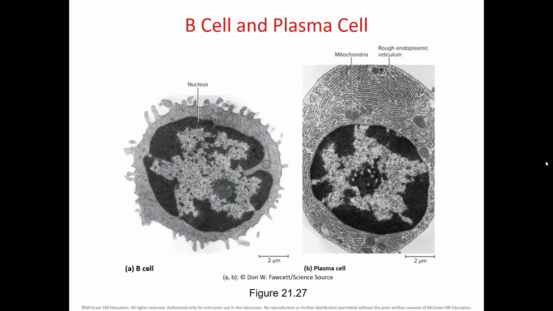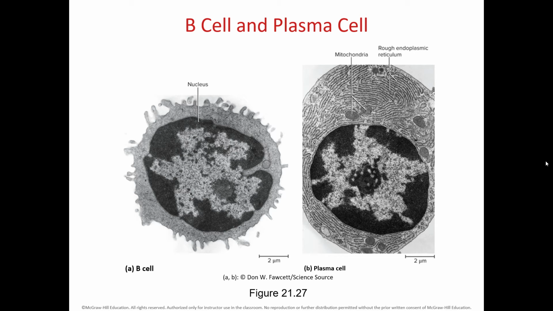So this is a nice picture on the left showing a B cell that has not been activated yet. On the right, we are showing a plasma cell, and all those little lines in the plasma cell cytoplasm, that is rough endoplasmic reticulum for mass production of antibodies.